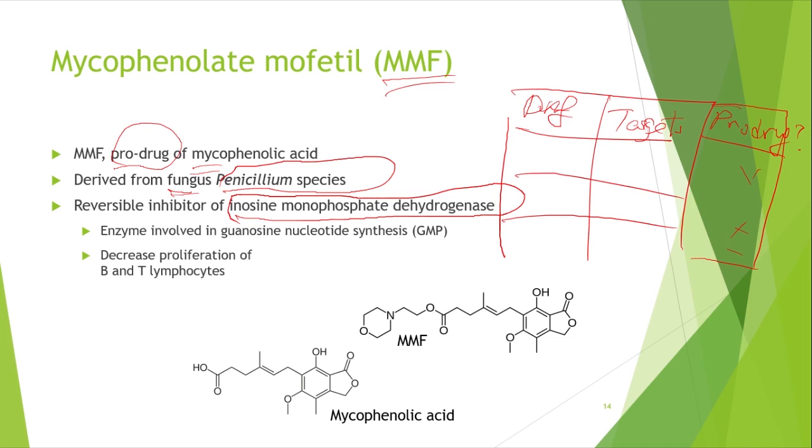So coming back to the main content, it reversibly inhibits this particular enzyme. This enzyme is involved in GMP synthesis. Okay, guanosine nucleotide synthesis. Again, you are taking out the raw material for DNA synthesis. You decrease proliferation, particularly of B cells and T cells.